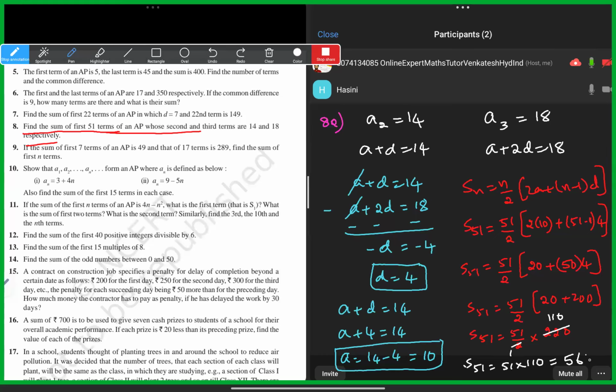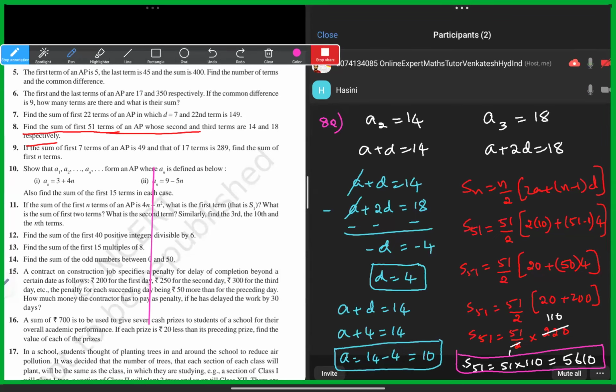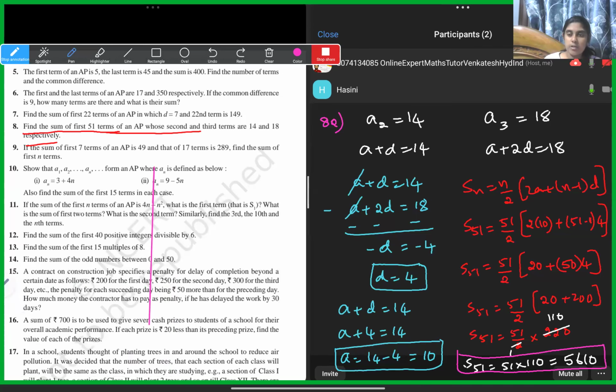5610, Hasni. Just for confirmation, check the back answer. Eighth question, 5610 only, sir. Correct, Hasni. Yes, we'll go to the next question.